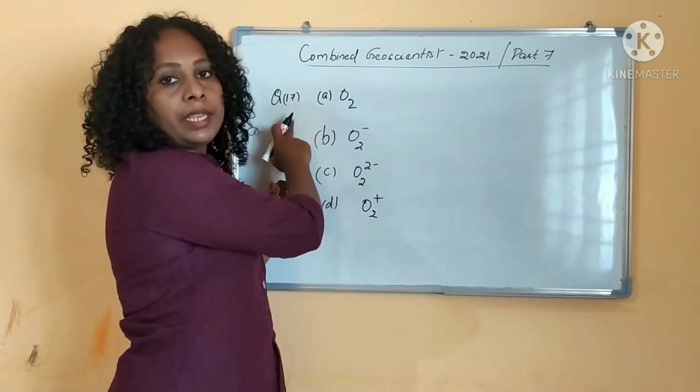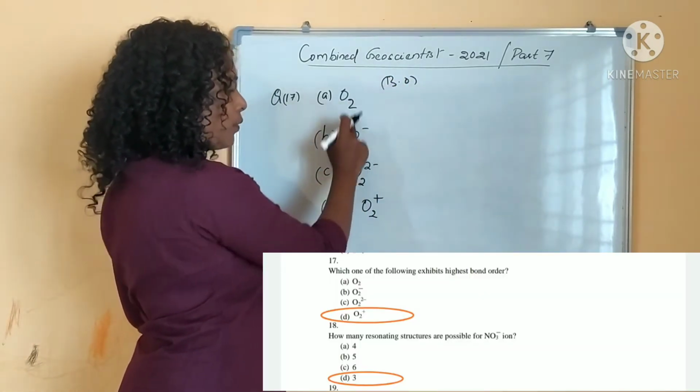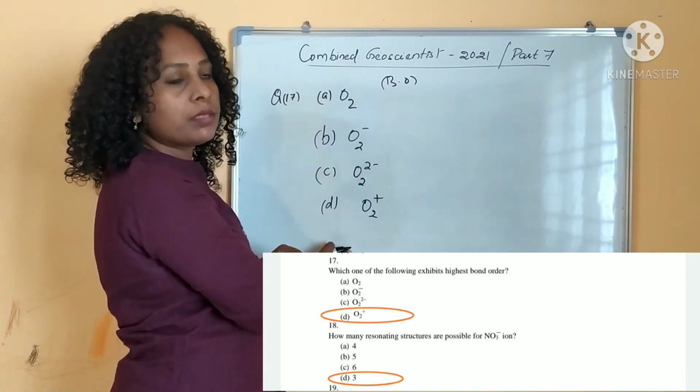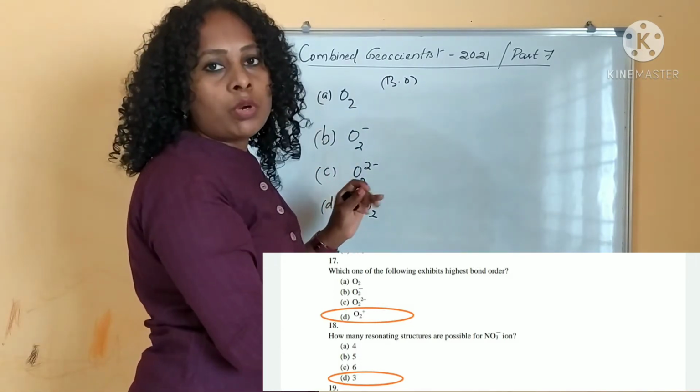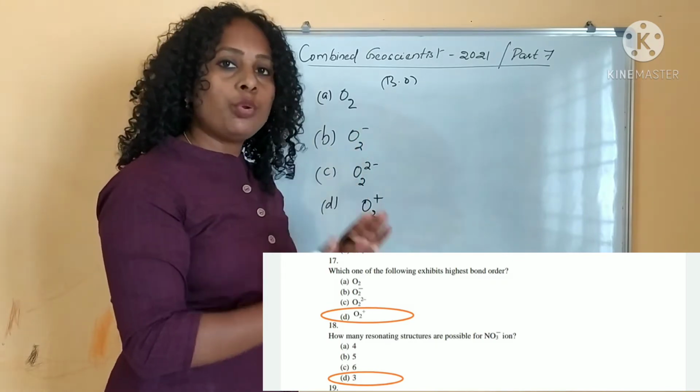bond lengths. And here question number 17 is about bond order. Which one of the following molecules is having the highest bond order? How to calculate the bond order? Bonding electrons minus antibonding electrons divided by 2, right?